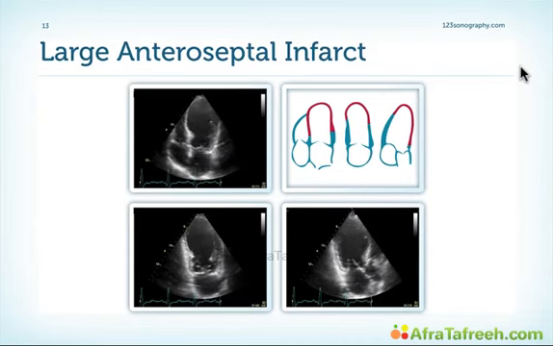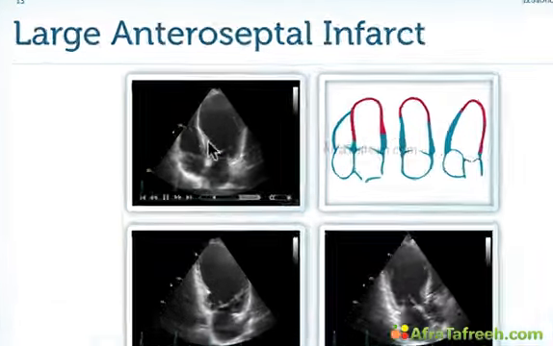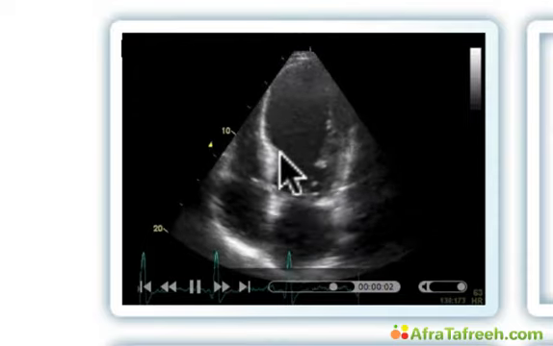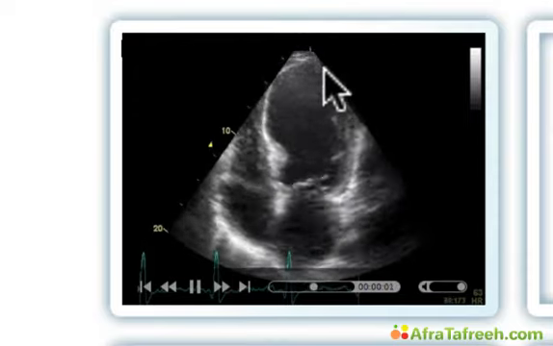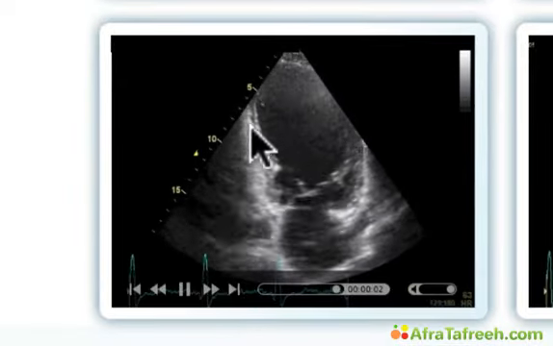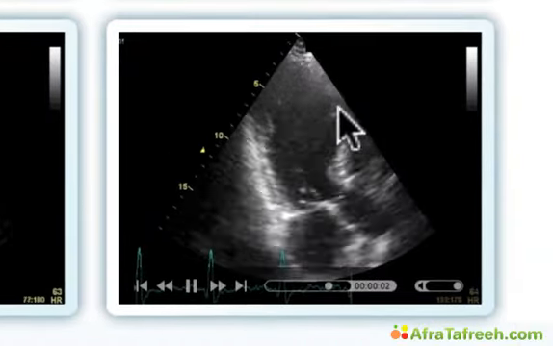Here is another example of a large anteroseptal infarct. The only difference is that this patient had his infarct 6 months previously, and you already have a remodeled left ventricle. You can see involvement of large parts of the septum all the way to the mid-level. The apex is involved. We have involvement of the inferior segments all the way to the mid-level, and also the anterior septum.